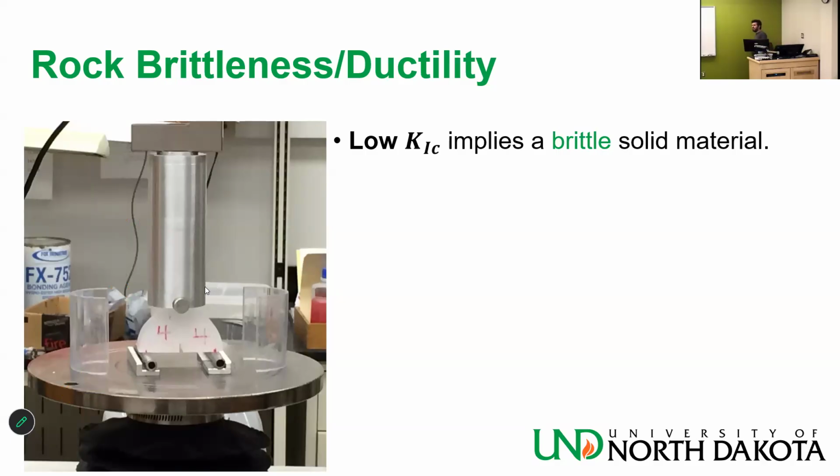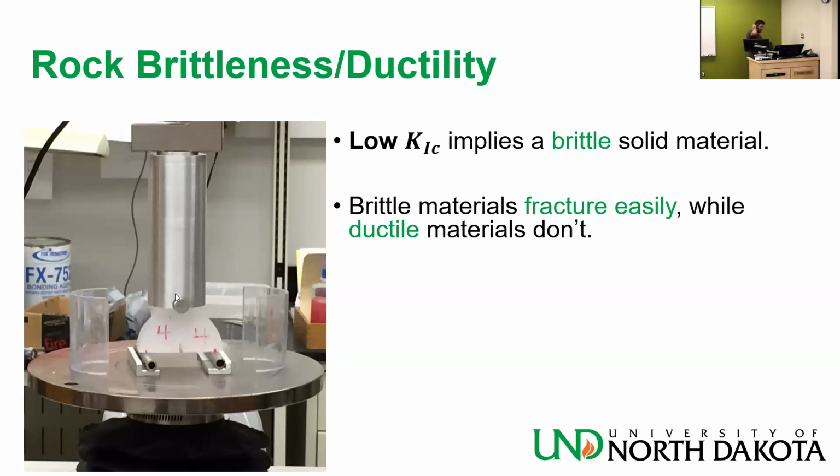A low KIC implies a brittle solid material. A good example of that is glass. Glass is very easy to break, okay? So we call it low KIC. Brittle materials fracture easily, while ductile materials do not. Ductile materials like to deform, not to break. They are not brittle.